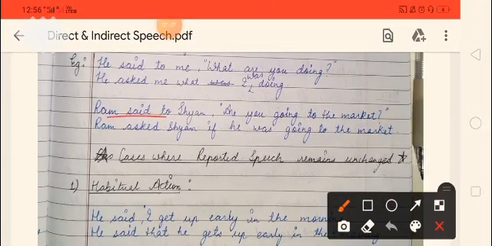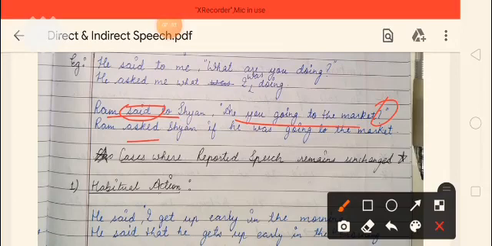A question is, Ram said to Shyam, are you going to the market? Now see, I told you in case of question, what we have to do: said to becomes asked, says to becomes tells. That was in the case of assertive, but here the thing that we have to change in the reported verb is we have to use asked. So what will happen, Ram said to Shyam becomes Ram asked Shyam.